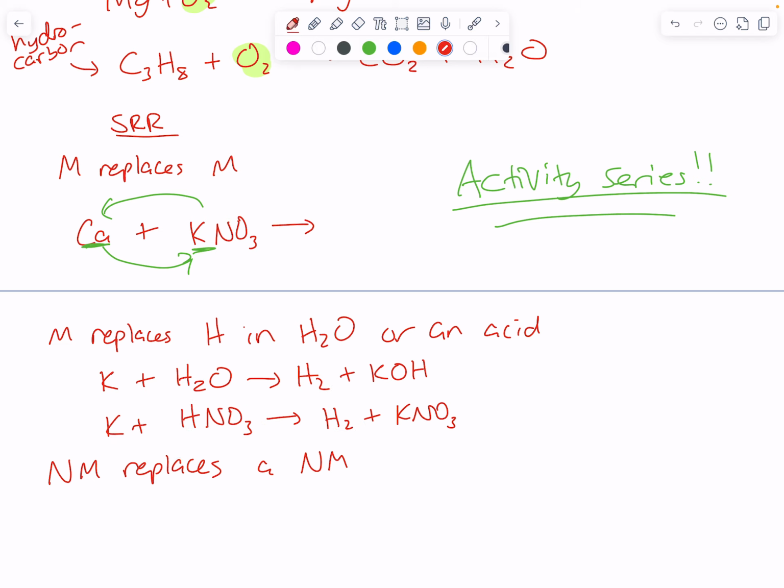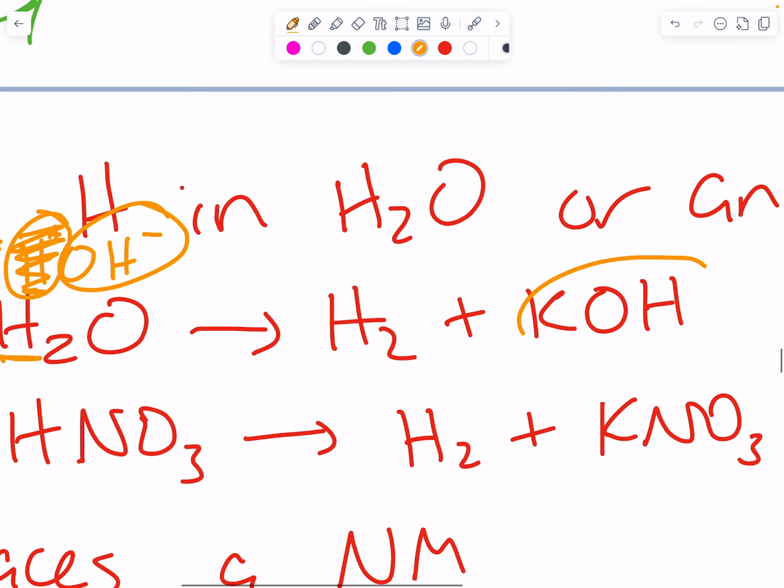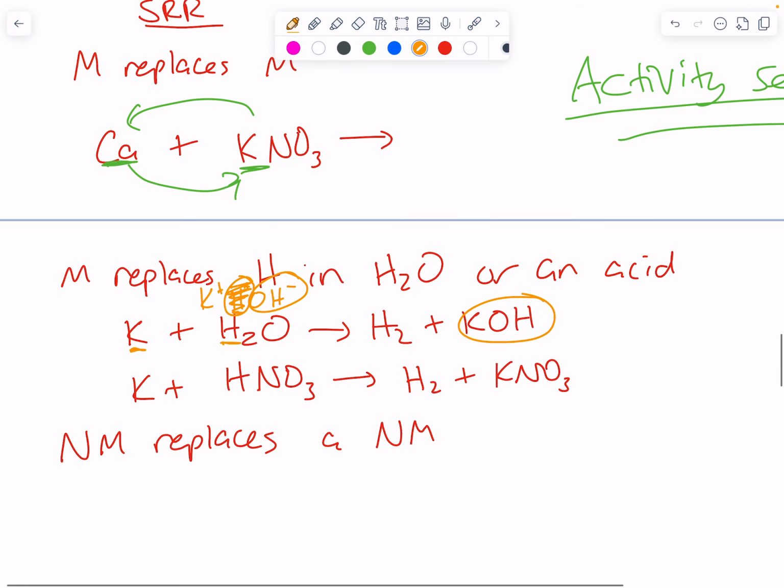Okay, remember what I told you about water? Water can be written as HOH. The K is replacing the H. The H is plus. The OH is minus. If it's replacing, this H is no longer there. K is now going to be bonding to OH, and that is why I have KOH in my reaction. Okay?